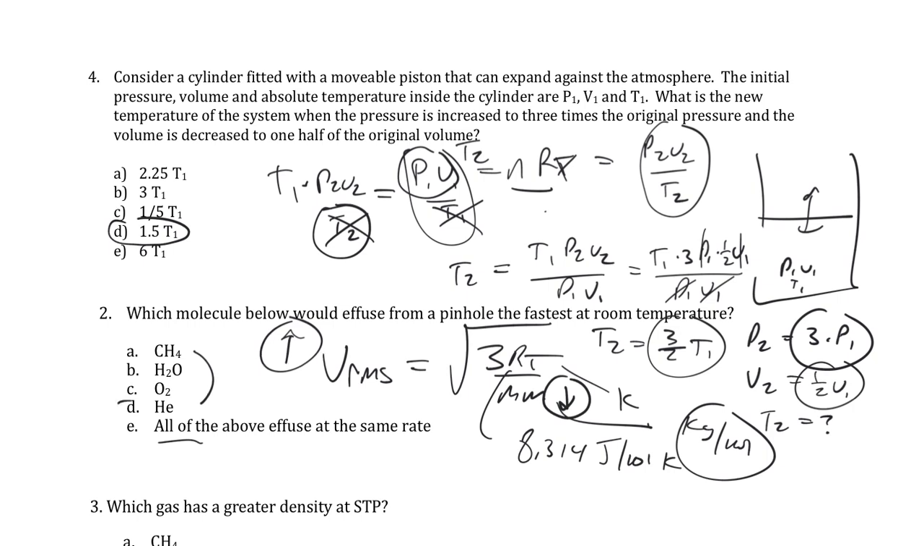And so that means helium of these choices, because it's the lightest particle, will have the fastest velocity, meaning it's going to bounce around the container very quickly. It's going to have more of a probability of hitting the pinhole, so it's going to leave the pinhole in this gas sample the fastest. The most massive particle here would be O2, because it's 32 grams per mole. Water is 18 grams per mole. CH4 is 16 grams per mole. So O2 would leave this pinhole the slowest because it's moving around slower, so it has a lower probability of hitting the pinhole.